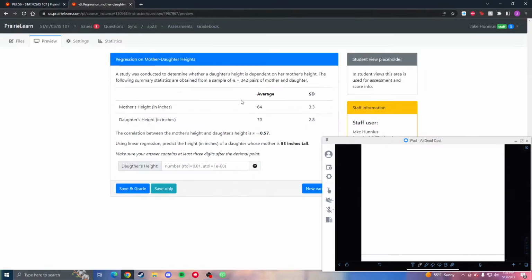Is it this one right here? Where you're trying to predict the daughter's height?